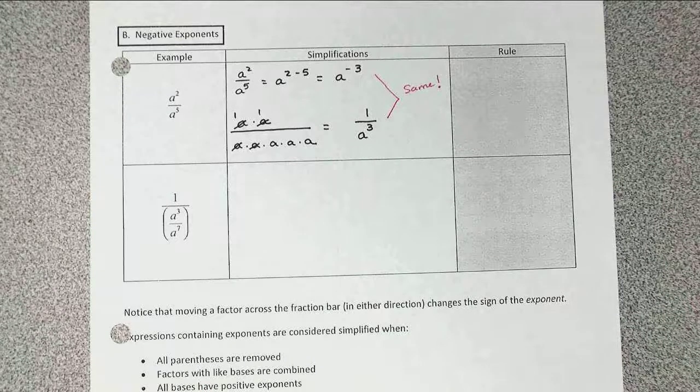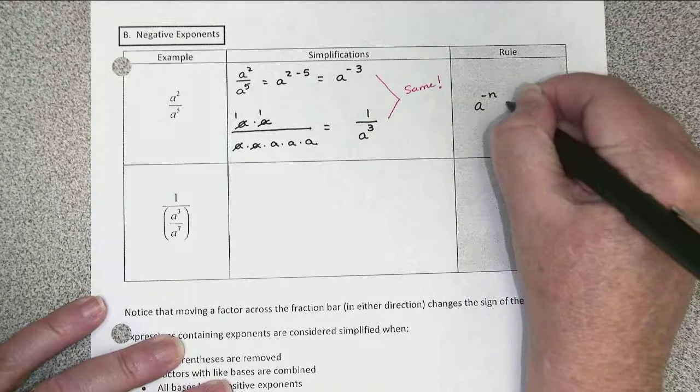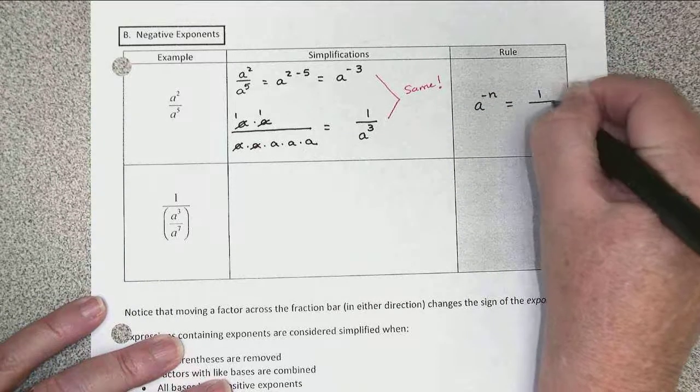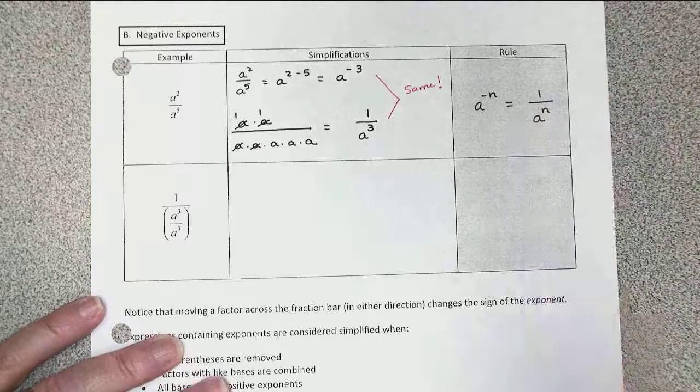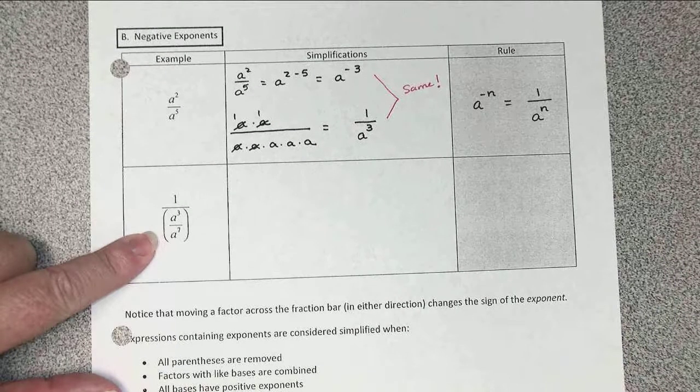This brings us to our first rule for negative exponents, which is that a to the negative n power is 1 over a to the n. All right, we need one more negative exponent rule before we start to practice, and I'm going to get it from the second example.